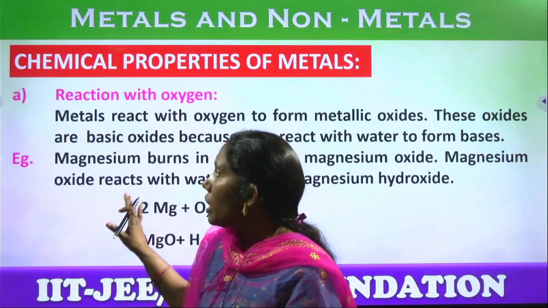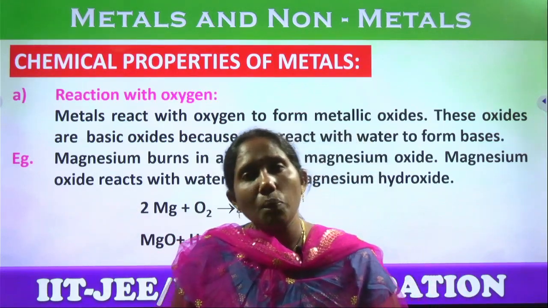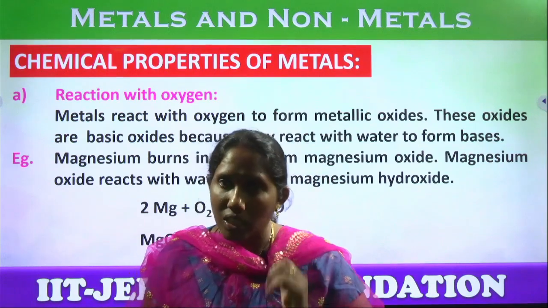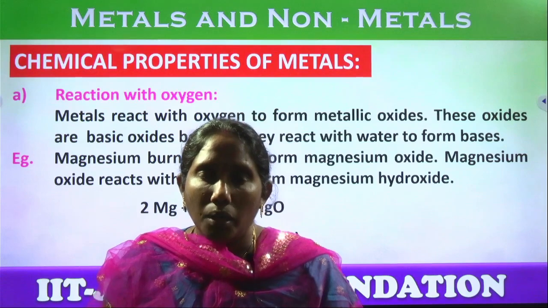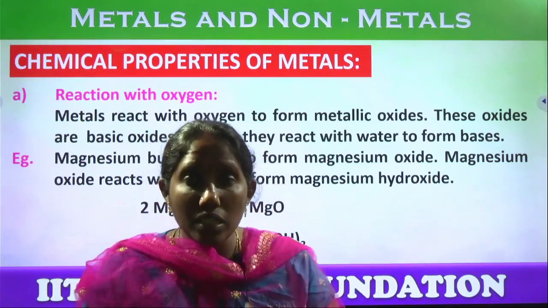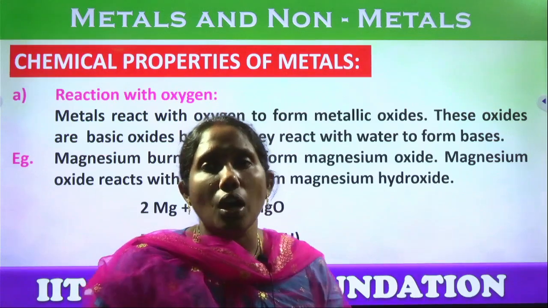Now come to the chemical properties of metals. What is meant by chemical properties? Chemical properties are nothing but preparing new compounds using this metal, meaning these metals react with some reactants and produce new compounds.